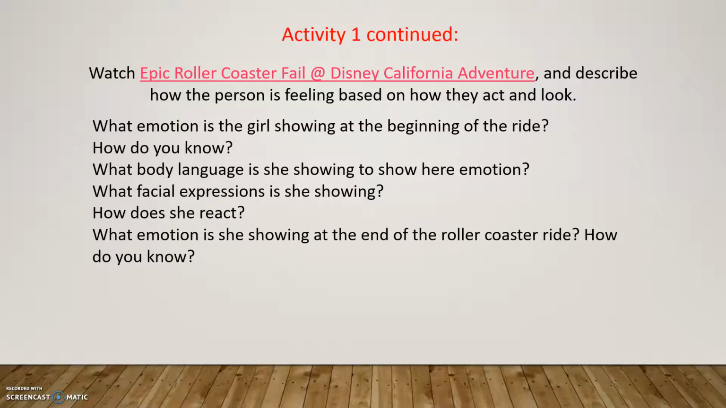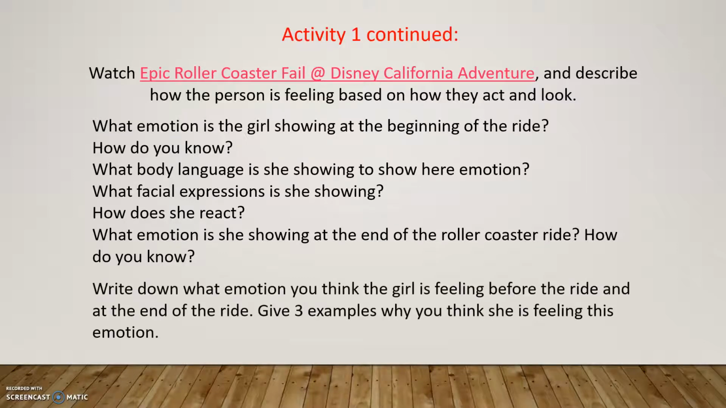Okay, so after watching that video, what emotion do you think the girl is showing at the beginning of the ride? How do you know this? What body language is she showing here to express the emotion that she's feeling? What facial expressions is she showing? And how does she react? And then tell me if you found that she was feeling a different emotion or showing a different emotion towards the end of the roller coaster ride. How do you know? So you need to write down what emotion you think the girl is feeling before the ride and at the end of the ride. You need to give 3 examples of why you think she's feeling these emotions. What facial expressions or body language is she showing you to let you know how she's feeling?